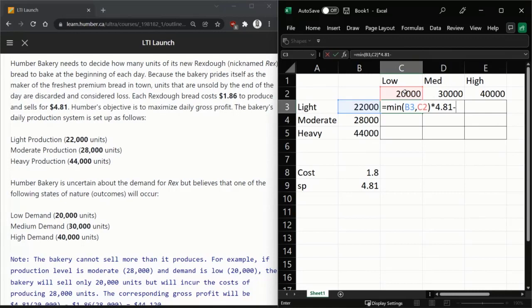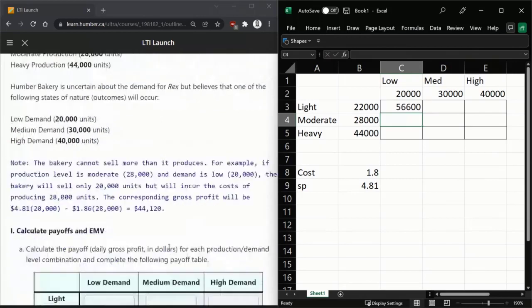And then minus, whatever I produce is going to cost me 1.8. So I'm always going to be producing this 22,000 here. So 1.8 times the 22,000. See that? Now, if I hit enter like that, I will get my answer. But the problem is it's only going to be true for that cell. I can't just drag that all the way to the rest. It's going to be wrong. So I want to be able to drag the answer to the rest.